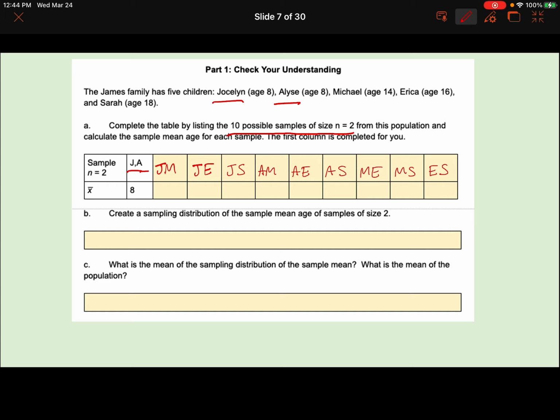Okay, so if I'm going to start here, that's Jocelyn, who's 8, and Michael, who's 14. So if I add those up, I get 22, and then I need to divide that number by 2. So my mean here would be 11. If I'm finding the mean between Jocelyn and Erica, if you add up those 2 ages, you get 24. The mean is 12. For Jocelyn and Sarah, we have a mean of 13. I'm just going to go ahead and fill in the other means here.